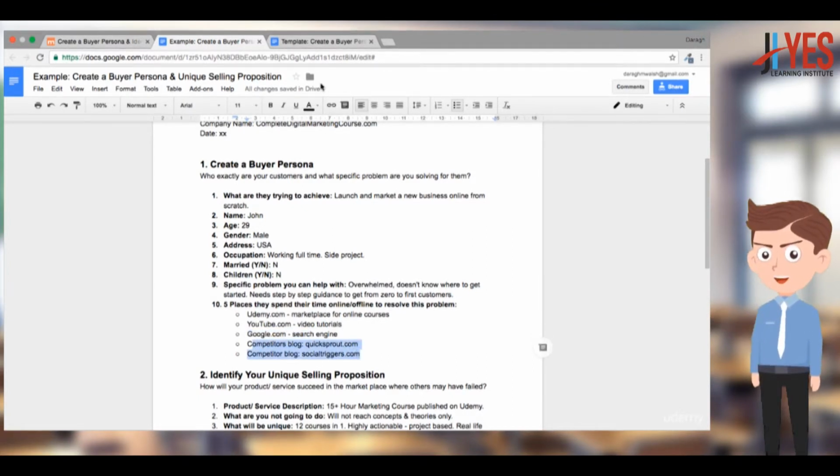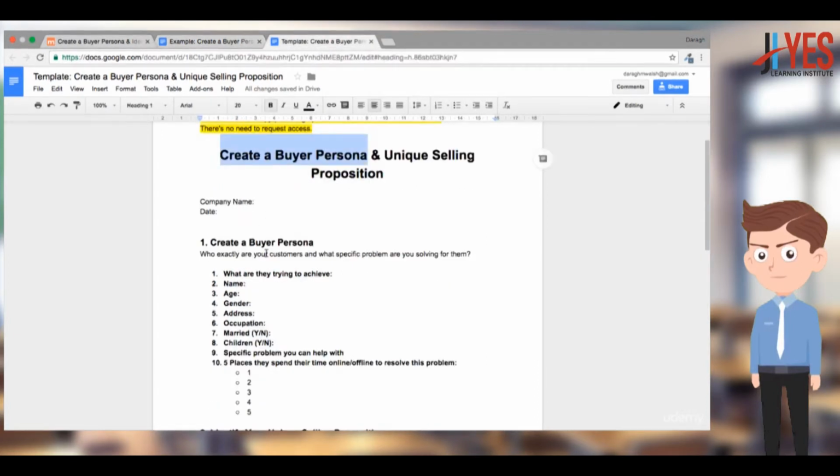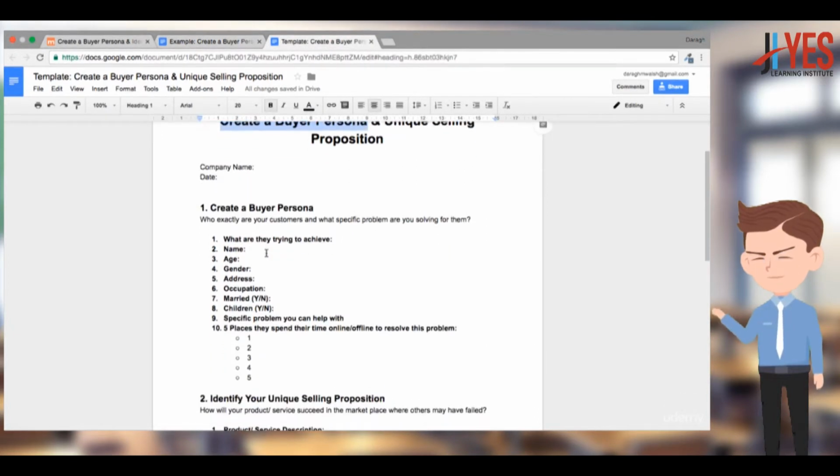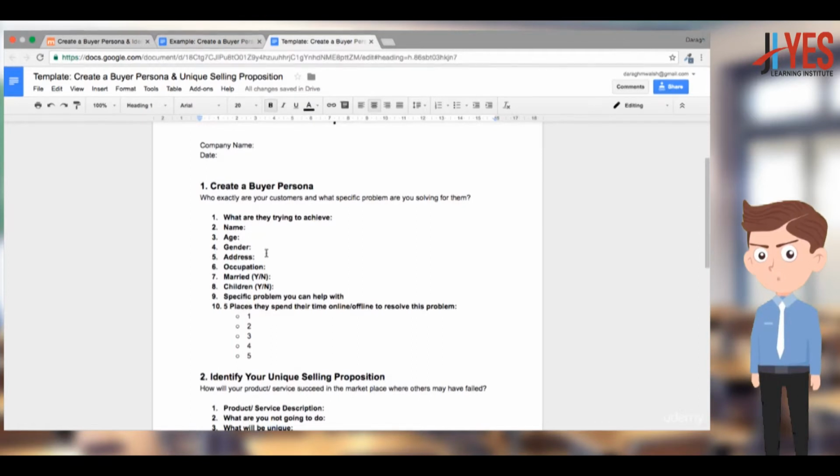So what I would recommend you do is go ahead and fill these out for yourself. Even if you're working for a company, you're developing a buyer persona on behalf of somebody else, you should have a clear idea about what they are trying to achieve and really who they are.